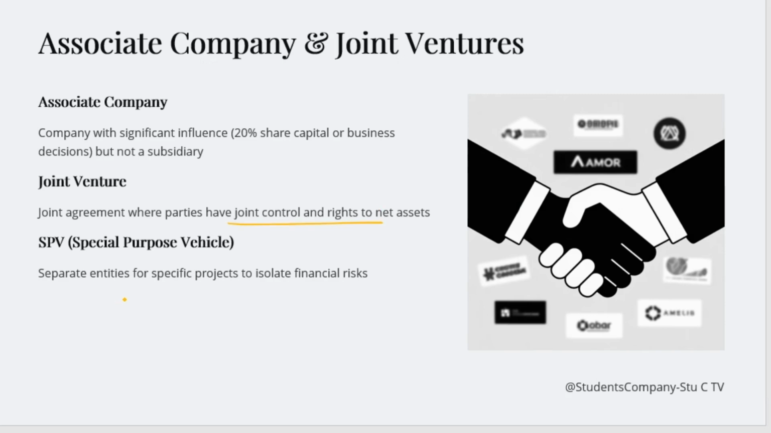A special purpose vehicle is always created for specific projects. So if there is a big idea, a new project to be implemented, for example, a new IT park is to be created, then SPVs are formed to isolate the risk associated with that particular project.